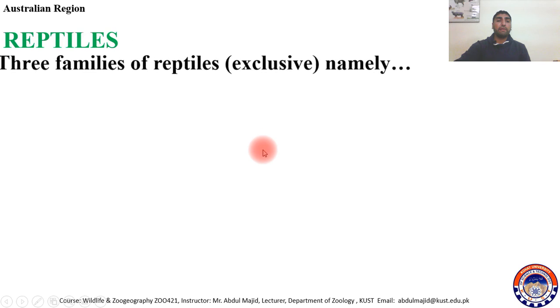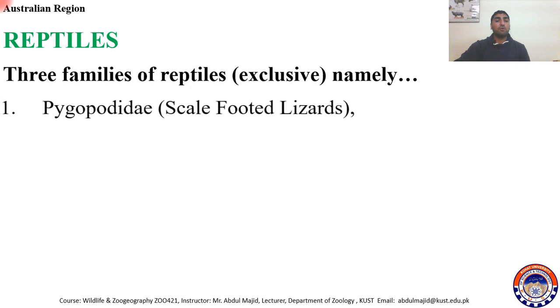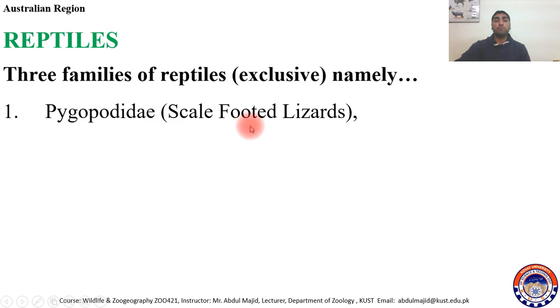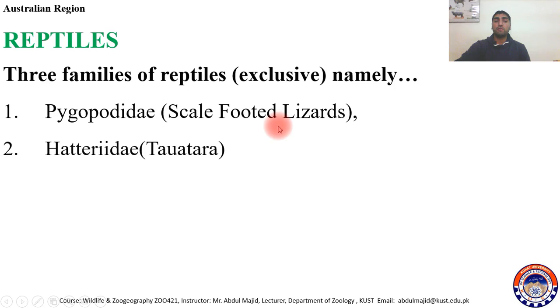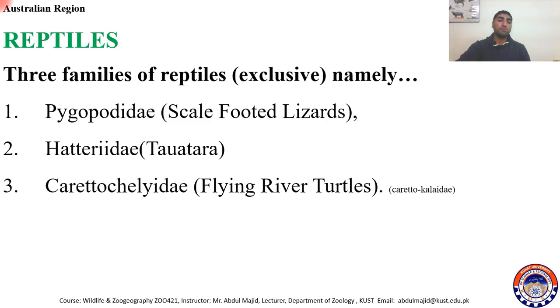Then let's talk about reptiles. So 3 families of reptiles are exclusive, which are not present anywhere in the world. Pygopodidae, the scale-footed lizard, is exclusive to this region. Heteridae, Tuatara, it's exclusively found in this region. And let me tell you that Tuatara is exclusively found in New Zealand. So it's exclusive, and the kiwis are also exclusive to New Zealand, but you can say they are endemic to Australia because New Zealand is a part of the Australian region.